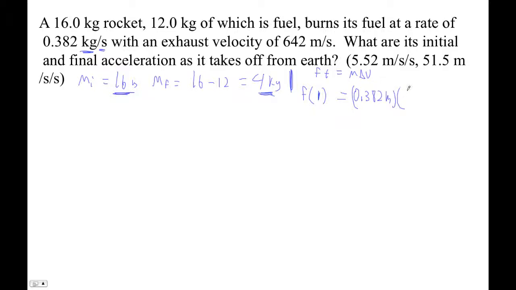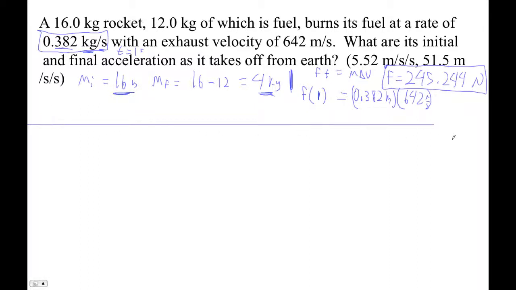And then our exhaust velocity is 642 meters per second. So whenever they give you kilograms per second, that just means that the mass is that and the time is 1 second. Just put 1 second in there. So 0.382 times 642 is 245.244. Okay, so the force is 245.244 newtons. All right, so now we're all set.